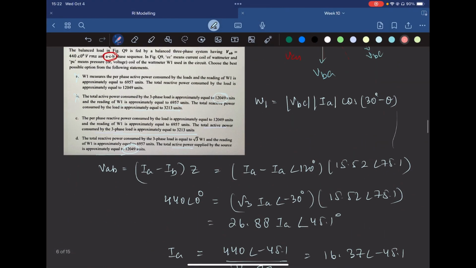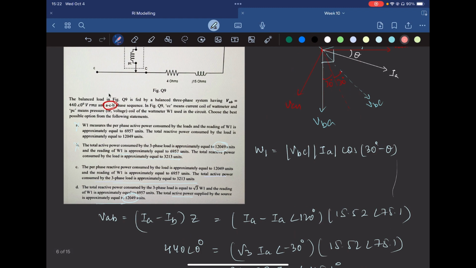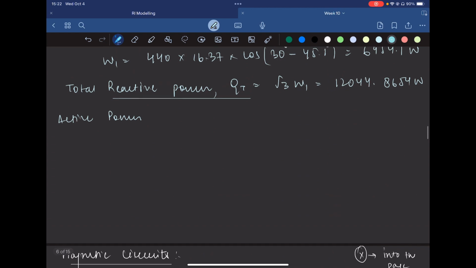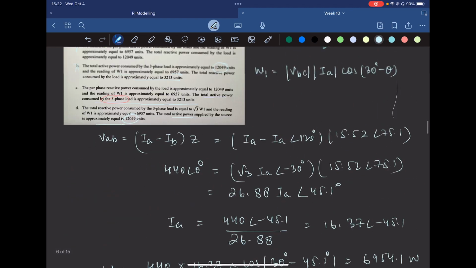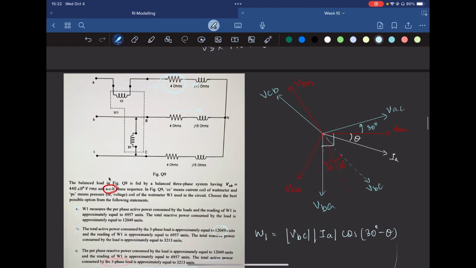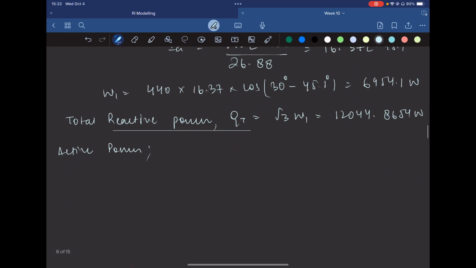So I got a bit confused during the lecture. What they're asking is the active power consumed by the three-phase load, right? What I was trying to calculate was, let's do it. Only the 4 ohm resistor will dissipate active power, right? We know that only the resistor dissipates the active power. So what is it going to be?